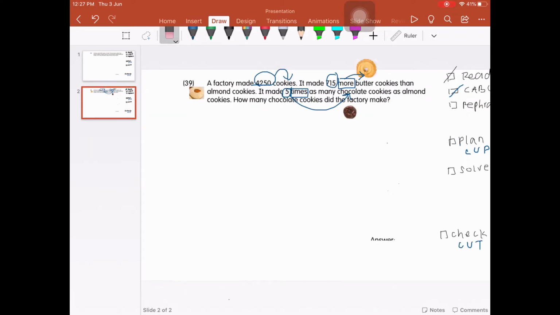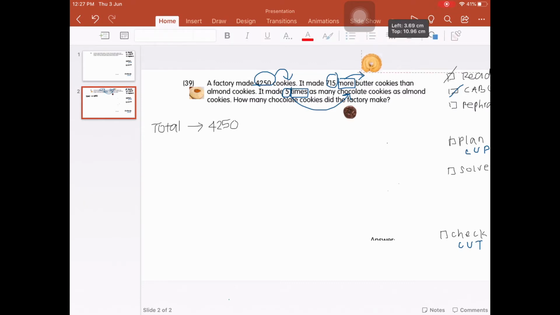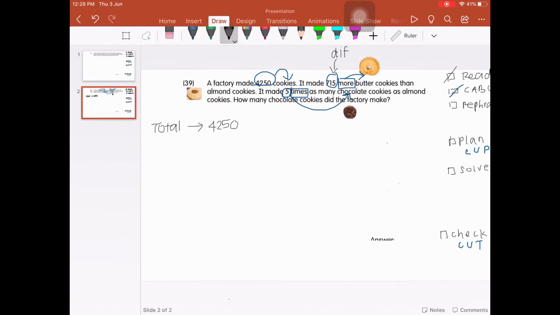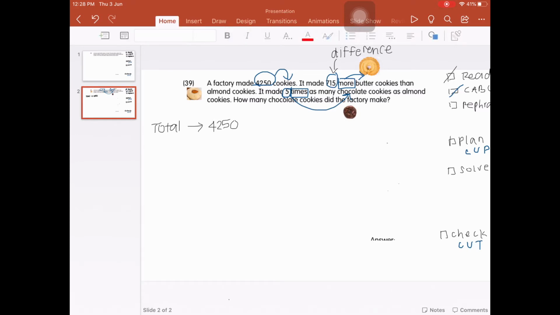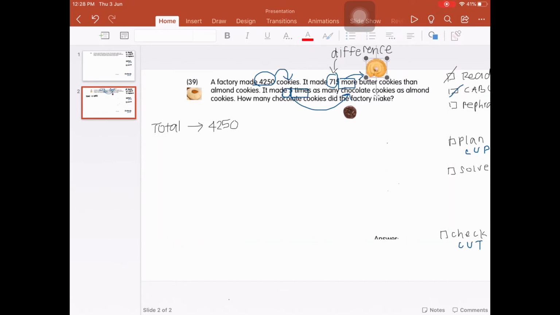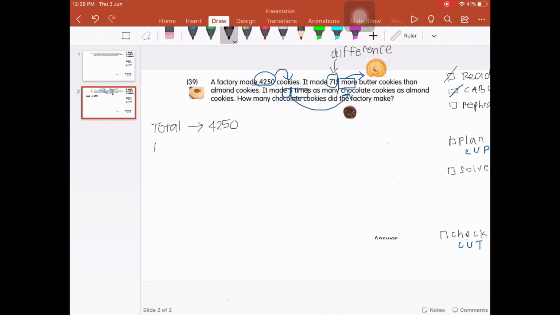Now let's rephrase. The factory made 4,250 cookies altogether. Total, there are 4,250 cookies. The butter cookies is more than the almond cookies. Difference. 715 refers to the difference between the butter cookie and the almond cookie. So the difference between the butter cookie and almond cookie is 715. So difference means minus. Butter minus almond, difference is 715.